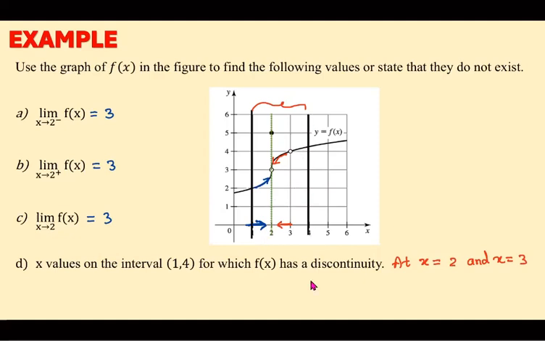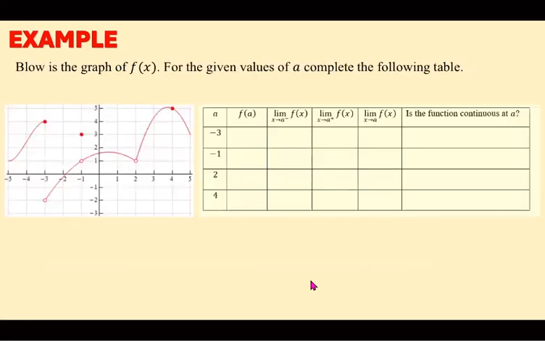Okay, let's look at one more example. So here we have the graph. Below is the graph of f of x, which is given to you. And for the given values of a, these are the different values of a, we have to complete the table. Let's see how we can do this.